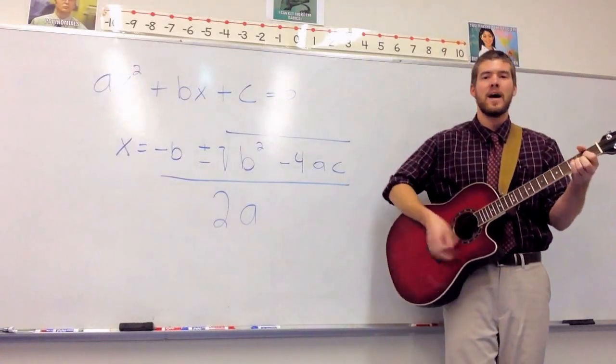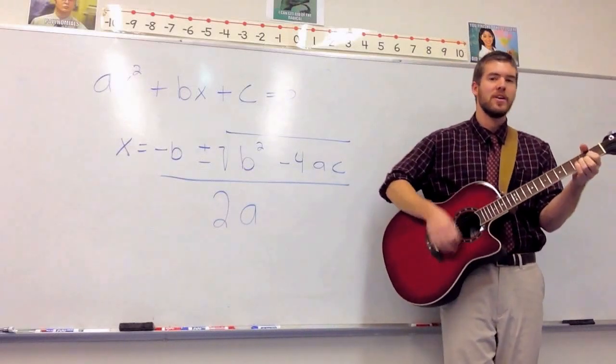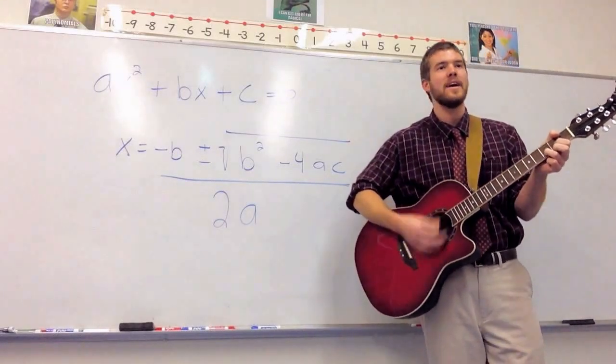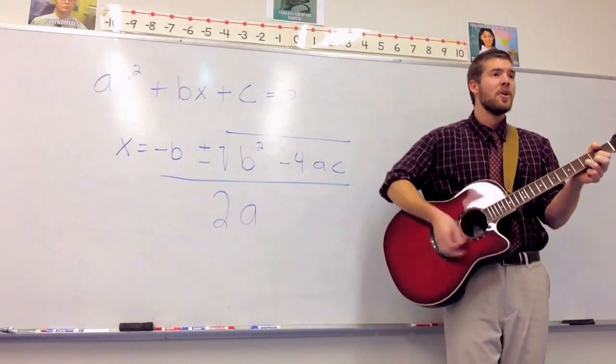Negative b plus or minus the square root of b squared minus 4ac all over 2a. Now you know the quadratic.